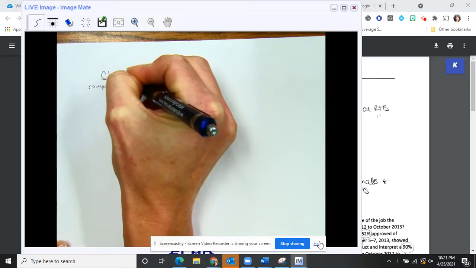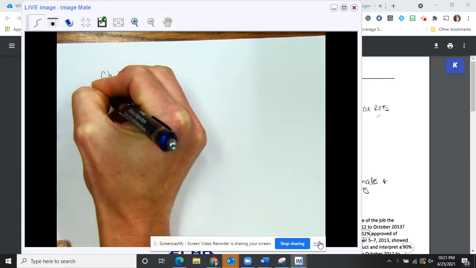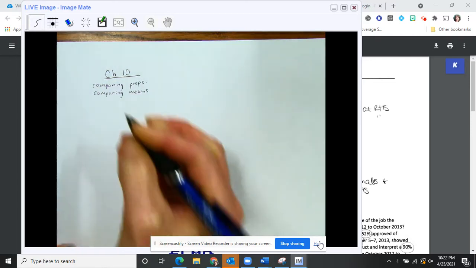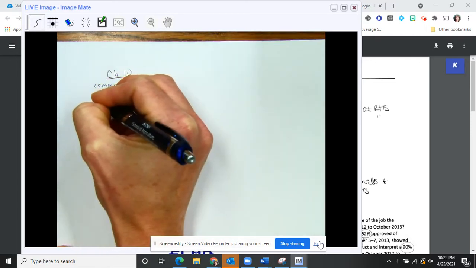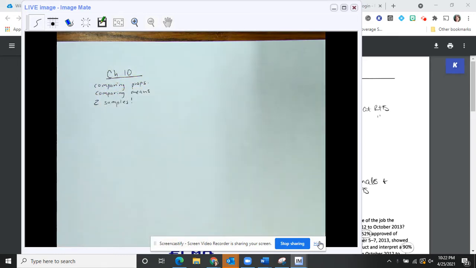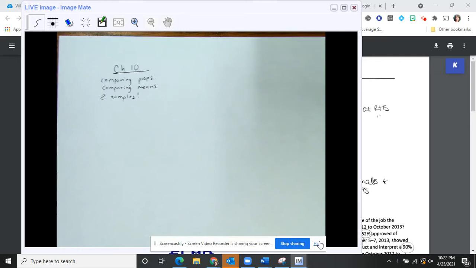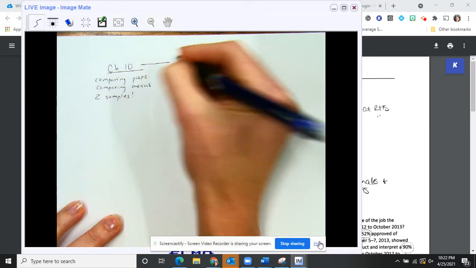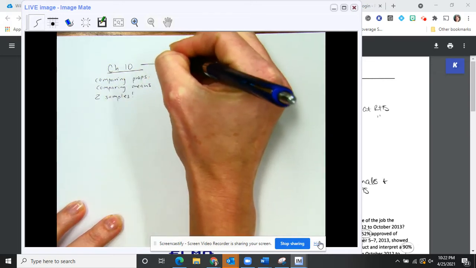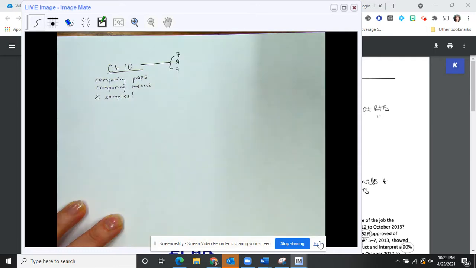proportions and comparing means. What makes chapter 10 different is that we're going to be talking about two samples instead of one. So we might be comparing males to females, or people who like incomes for college graduates versus non-college graduates. Chapter 10 is actually going to combine everything we learned from chapters 7, 8, and 9.